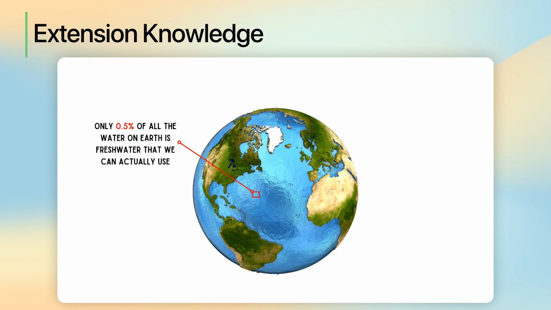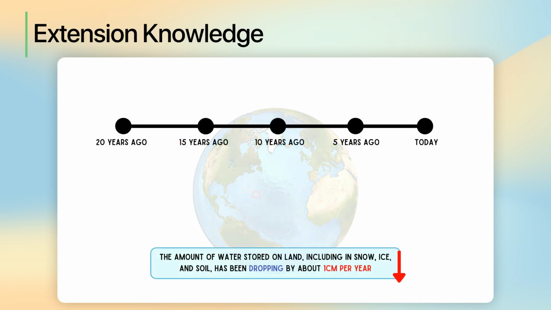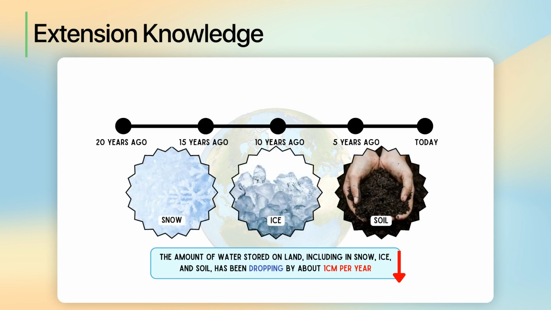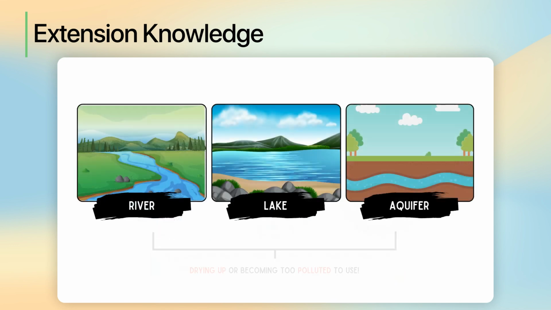Now, for some extension knowledge, let's take a closer look at global water scarcity. Did you know that only 0.5% of all the water on Earth is fresh water that we can actually use? That's it, just 0.5%. Over the last 20 years, the amount of water stored on land, including in snow, ice, and soil, has been dropping by about 1 centimeter per year. This means the water systems that support ecosystems and provide for our growing population are under serious stress. Rivers, lakes, and aquifers are drying up or becoming too polluted to use. Over half of the world's wetlands have already disappeared.